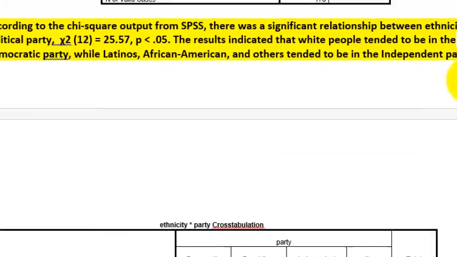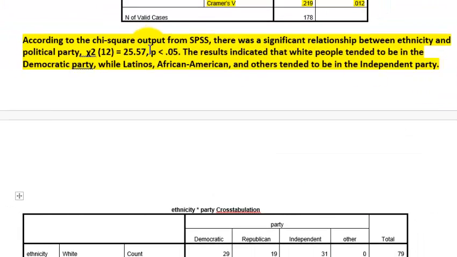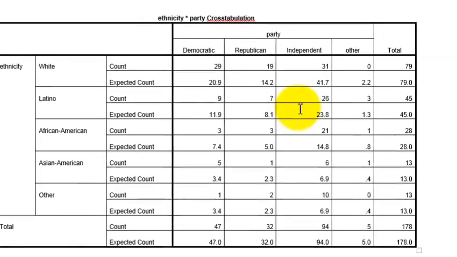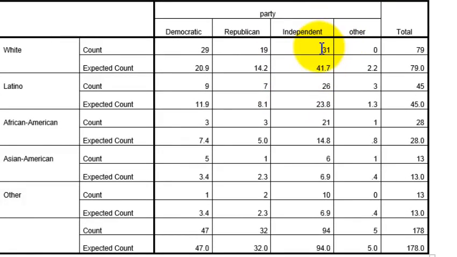So let me see how I wrote this up. Okay, so according to the output, there was a significant relationship between ethnicity and political party. The chi-squared of 12 degrees of freedom was about 25.57, and it was significant. The overall results indicated that white people tended to be in the Democratic Party, right? While the Latinos and African Americans and everybody else tended to be in the Independent Party. So let me check that Independent Party again here. Yep, there's a difference of 3, 7. Yeah, that's about right. But that's it. I hope this helped.